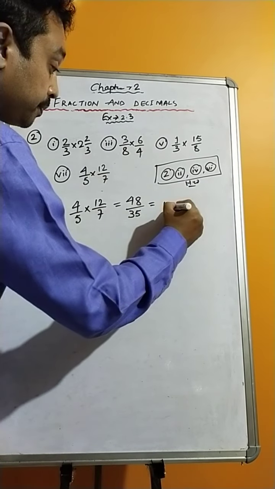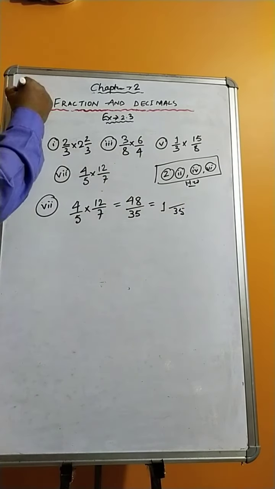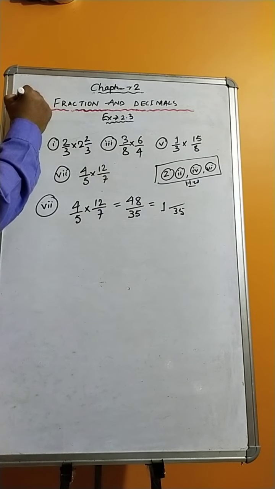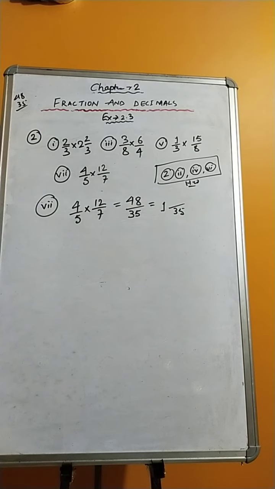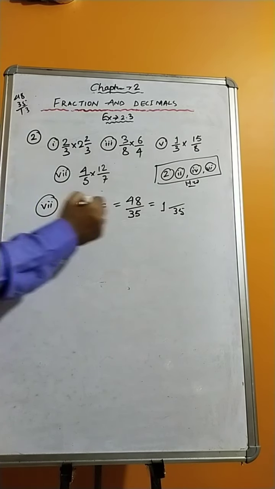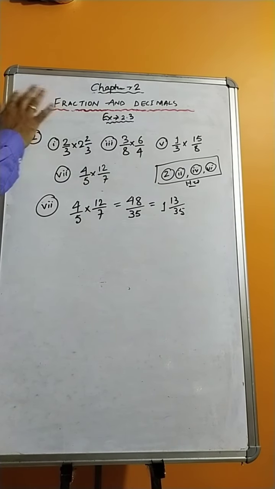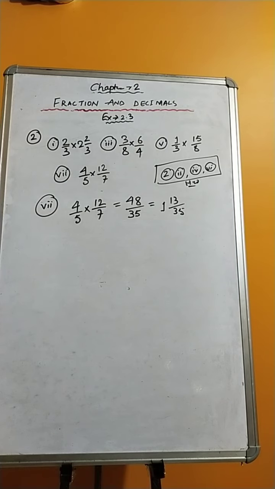That is 35 ones are 35. So if I subtract 35 from 48, what will be the answer? 13, isn't it? So it will be 13. So the required answer is 1 13 by 35. Right? Let's move on to sum number 3.